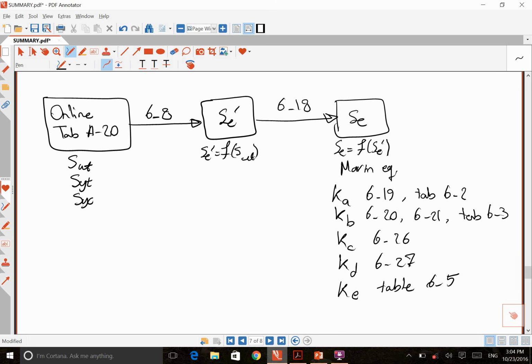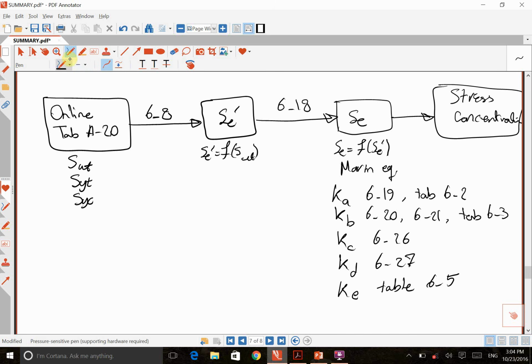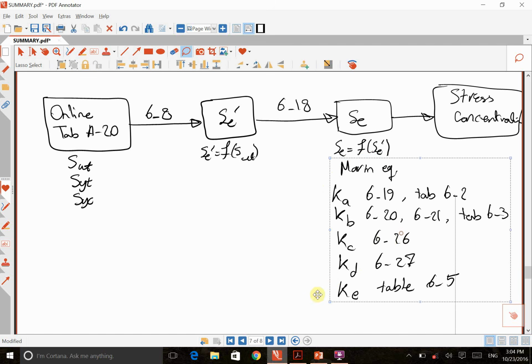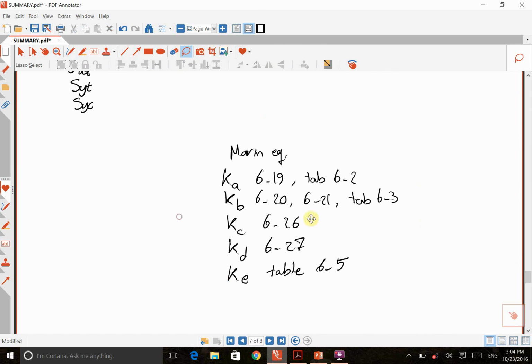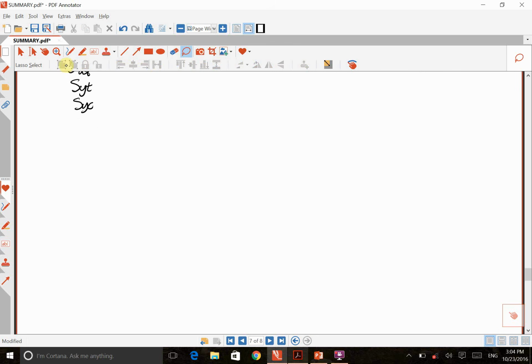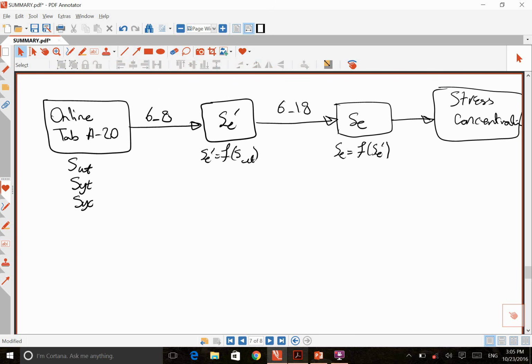Okay, so when we get this SE based on the Marin equation, so these are Marin factors, we're gonna check something here. We're gonna check stress concentration.